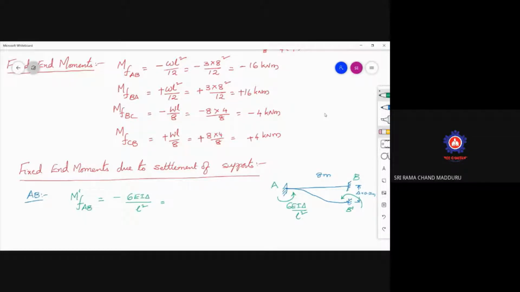In the other way, if you want to remember, we have already said that compare the left side with the right side, which is in the downward direction. So delta is positive. So minus 6 EI delta by L square, delta will become positive. Or otherwise the original calculation will be like this. Anti-clockwise it is negative, so minus 6 into EI value.